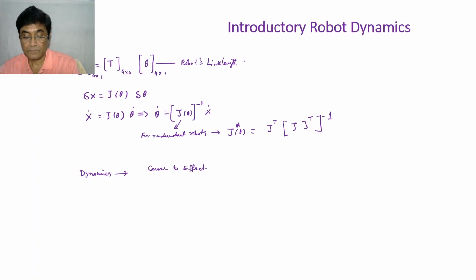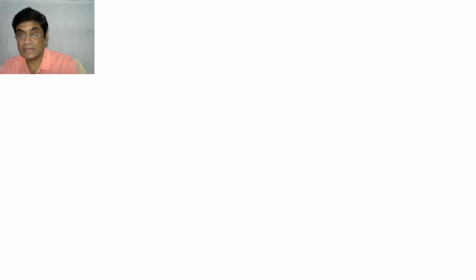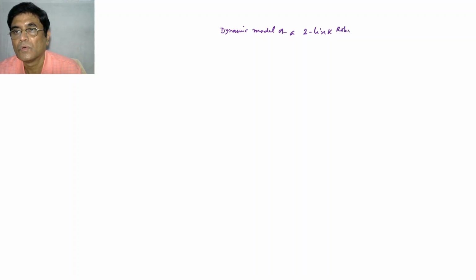So we are trying to create a relation between cause and effect. If the cause is the motor torque, then the effect is motion. So all this we will study, in a very simple way, the dynamics, the dynamic model of a two-link robot manipulator.